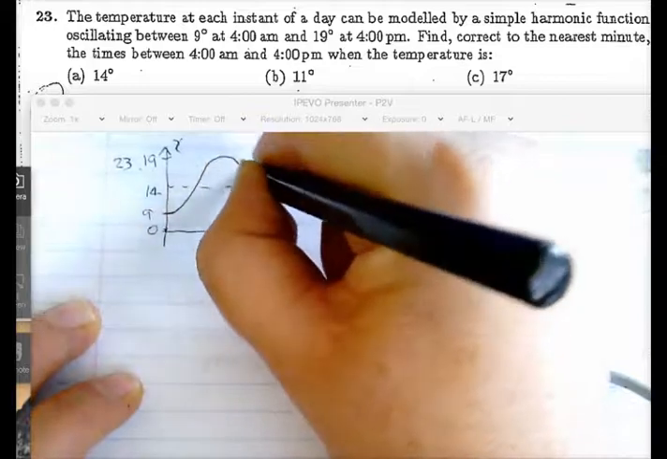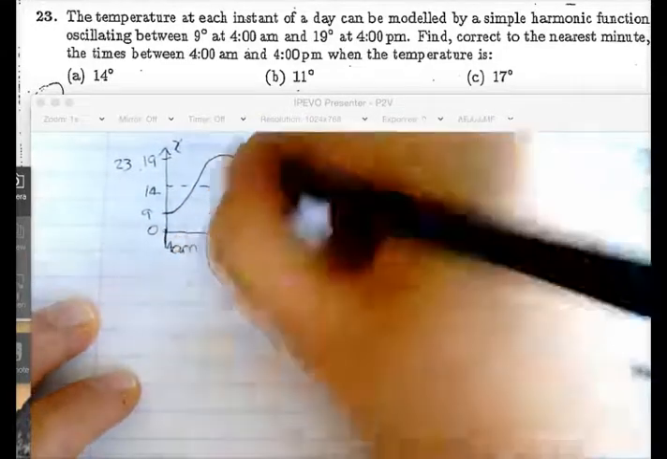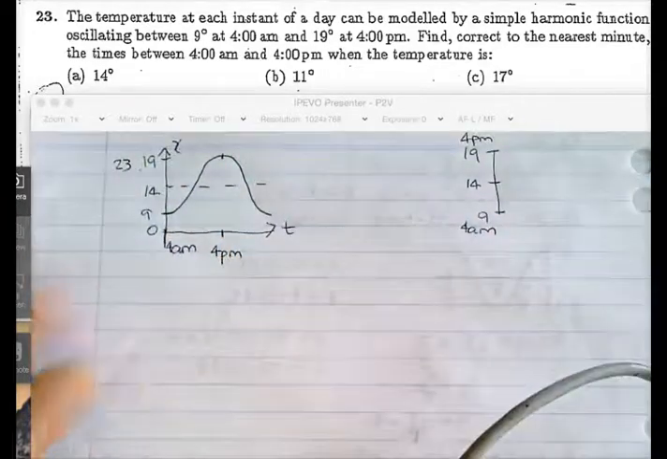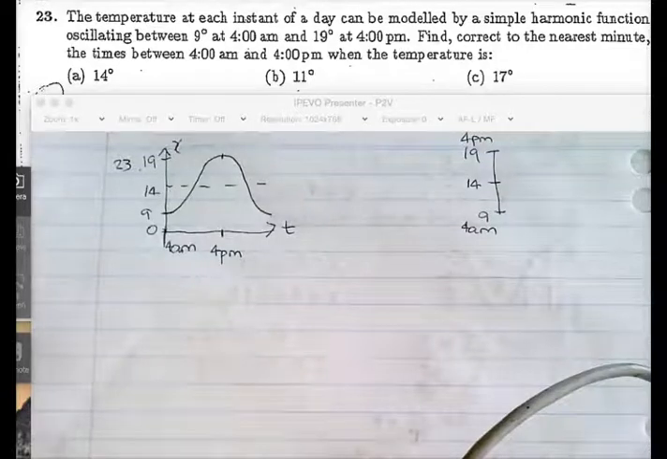and 19 at 4 p.m. I can do it like this: that time is 4 a.m. and this time is 4 p.m. But if you do it like that, your equation has to have a plus b. Okay? I prefer not to, but I can do it both ways for you.